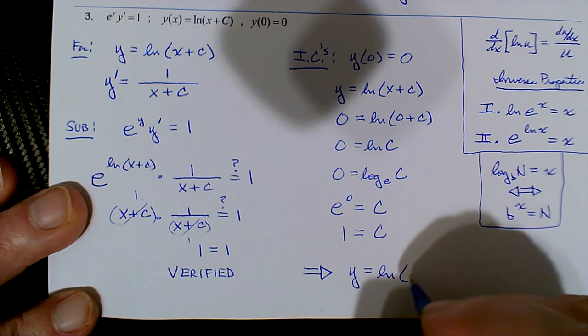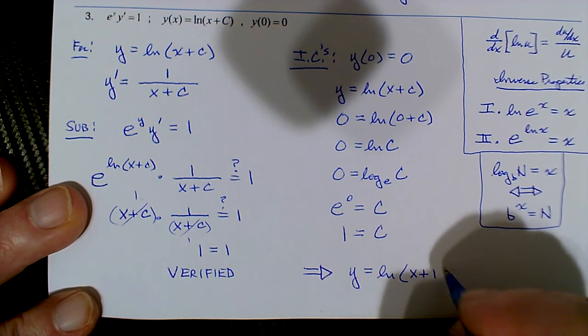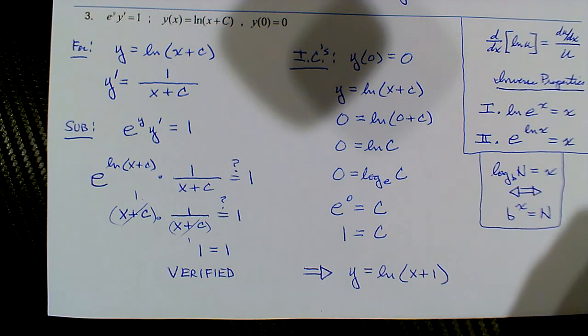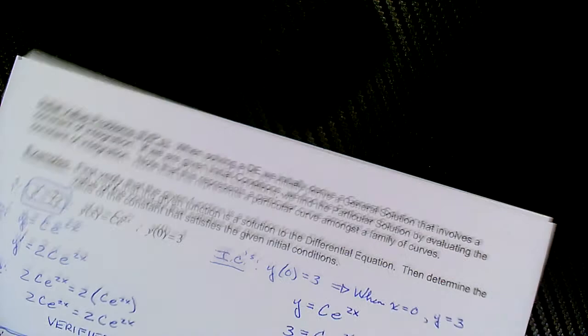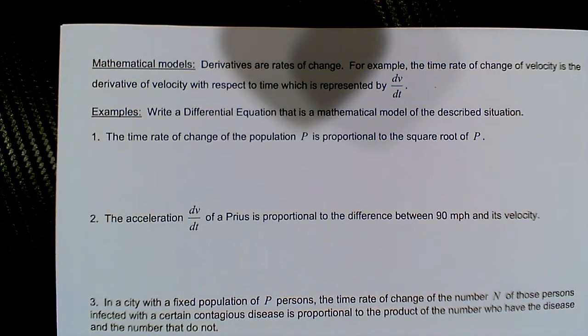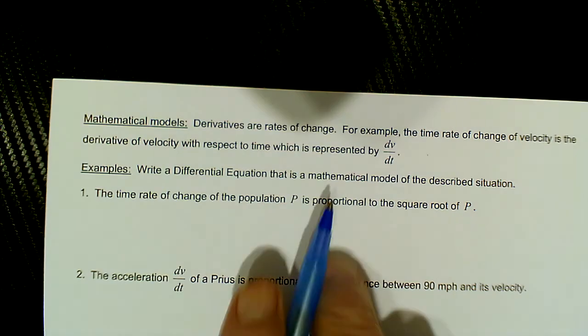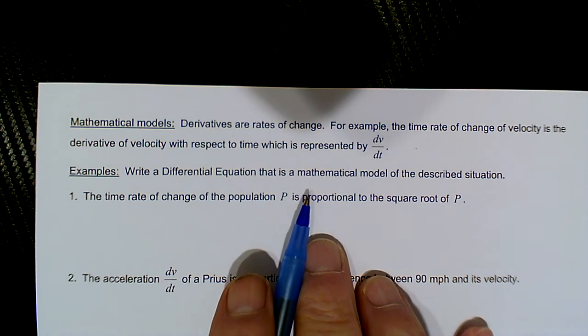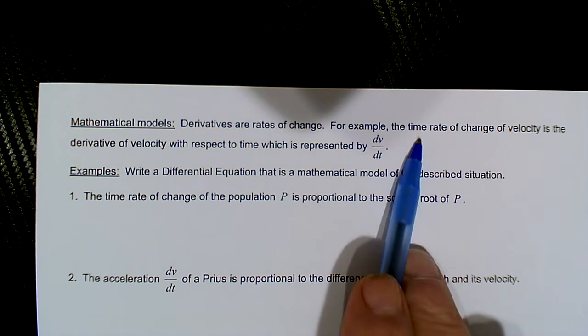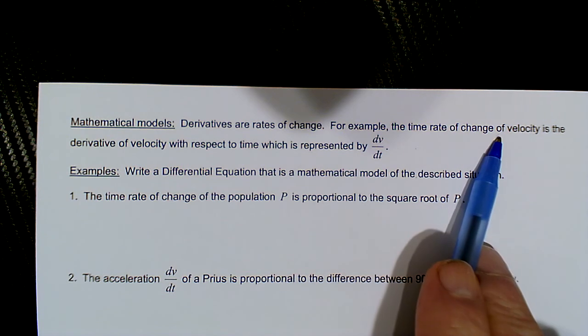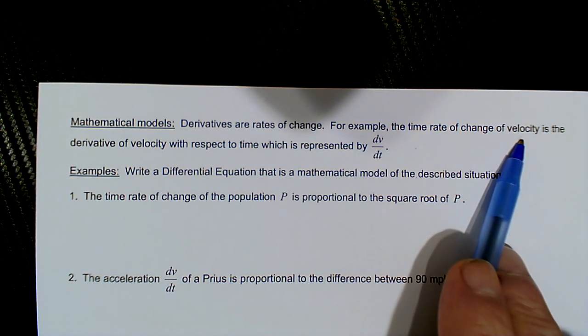Okay, so the final page of notes in section 1.1, we start with mathematical models. And all we have to make sure we know here is that derivatives mean rate of change. Typically we talk about the time rate of change in many practical application problems. So the time rate of change of velocity represents the derivative of velocity with respect to time, and that would be dv dt.